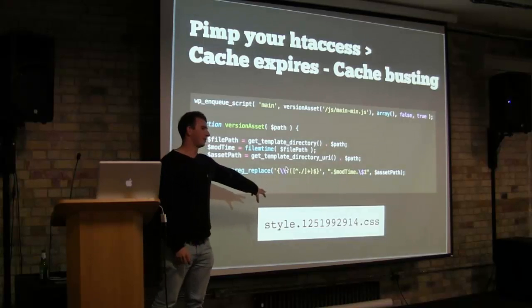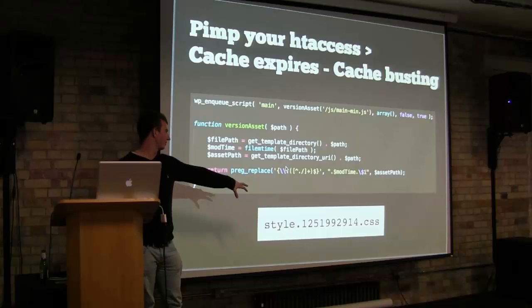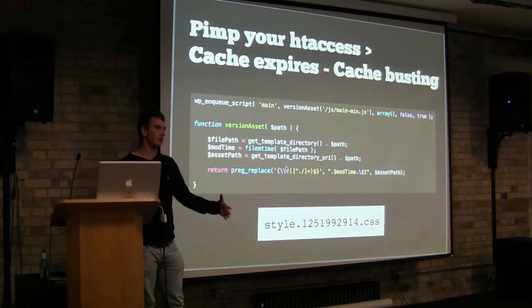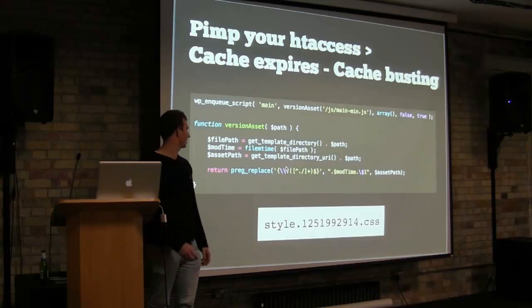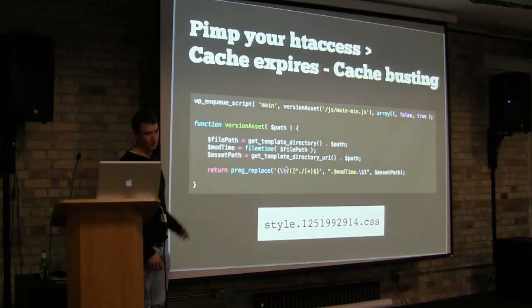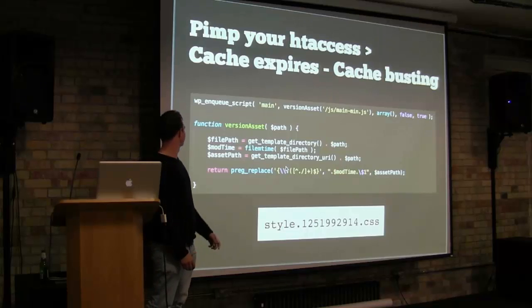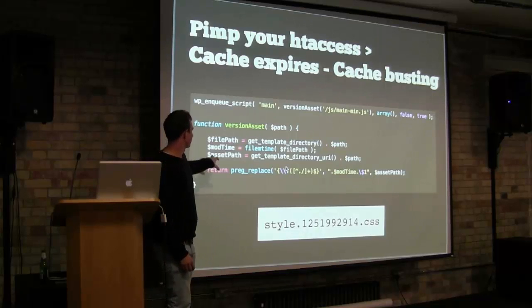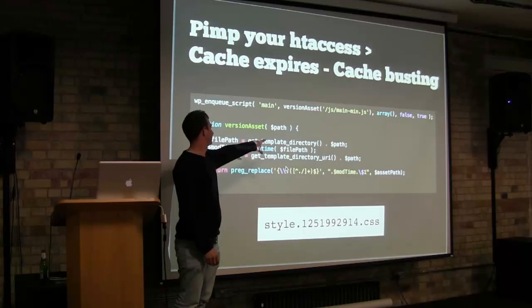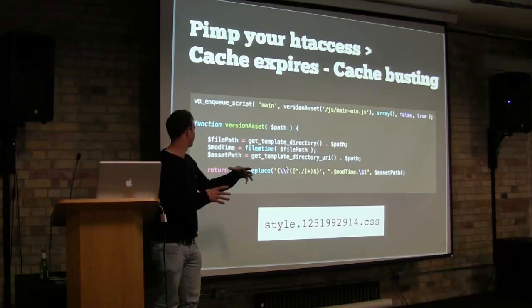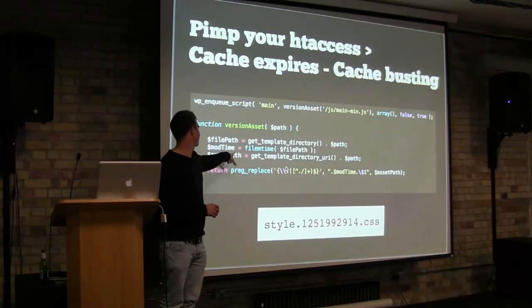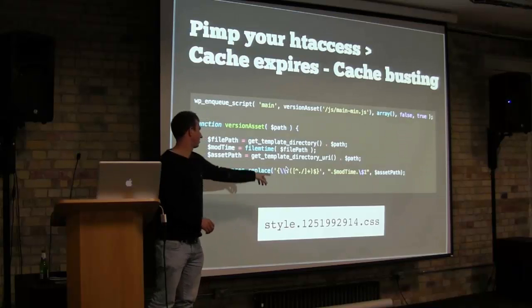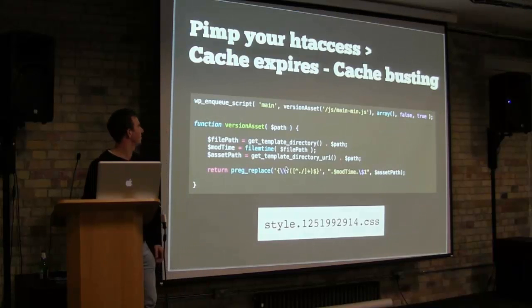The number we're going to put in there is the last modified time of the file. So every time you save that file, that value will change. This is a way to do it in your functions file. Basically it'll get the path to that file from within your directory, get the time for it, and then use a regex to put it in there. So it's a nice automated way of doing that.